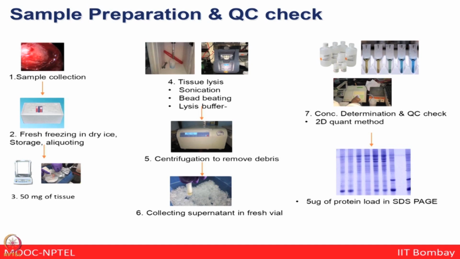Of course, you need a minimum amount of tissue to do this kind of processing, let us say around 30 to 50 milligram of tissue. You do lysis, you can do sonication, different ways of bead beating, or lysis buffer addition. You do lysis, centrifuge to remove the debris, then you can collect the supernatant, which could be further utilized for doing the quality control checks, QC checks, as well as to determine the protein quantification values for your further experiments.